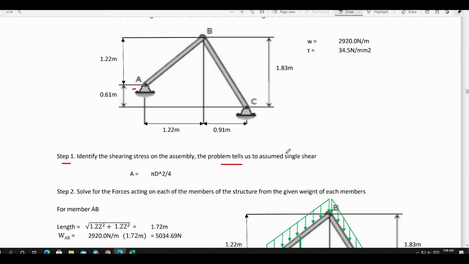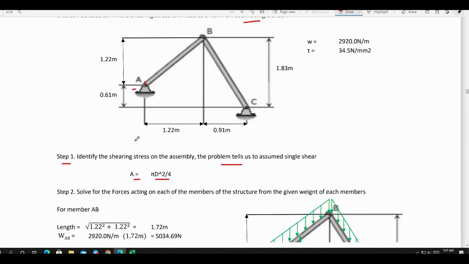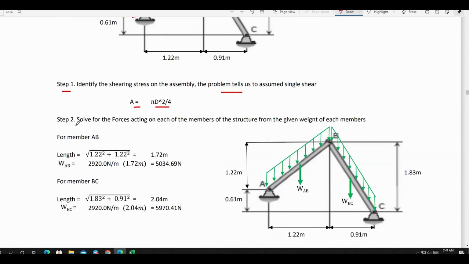The problem tells us to assume single shear. So the area is just equal to the area of the pin at point A of the structure. Since it tells us about diameter, it means it is a circular area. So area is just equal to pi d squared all over 4. Then we move on to step number 2.